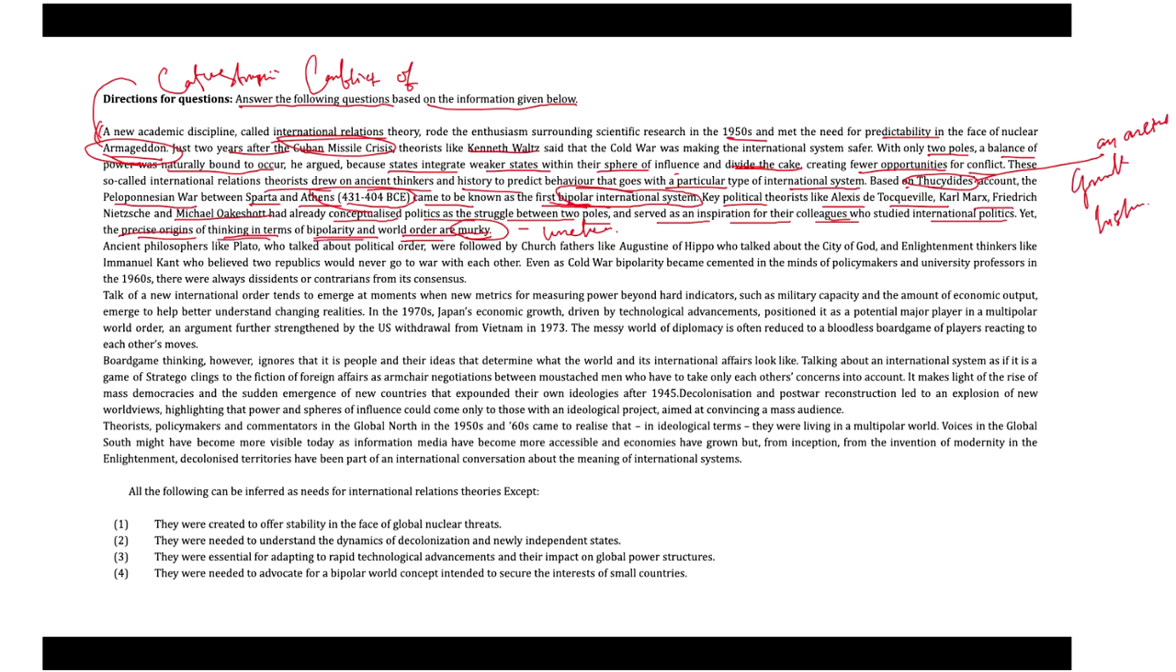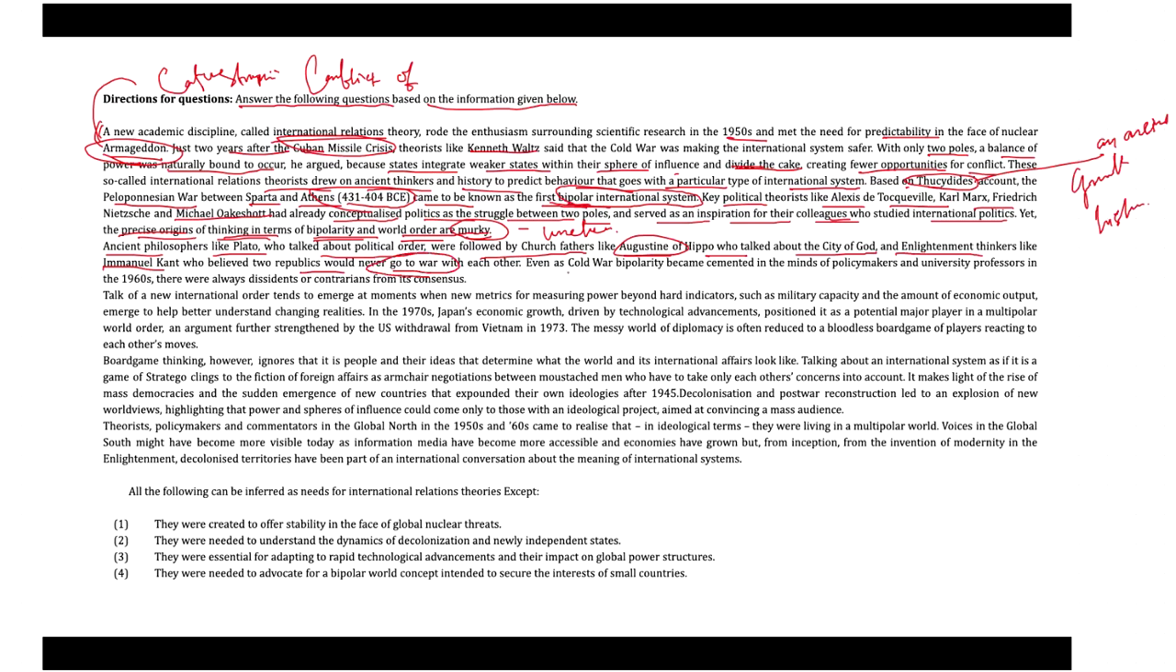Now, after that, it is stated that ancient philosophers like Plato, who talked about political order, were followed by church fathers like Augustine of Hippo, who talked about the City of God, right? And Enlightenment thinkers like Immanuel Kant believed that two republics would never go to war with each other, because they want to avoid destruction, you can say.